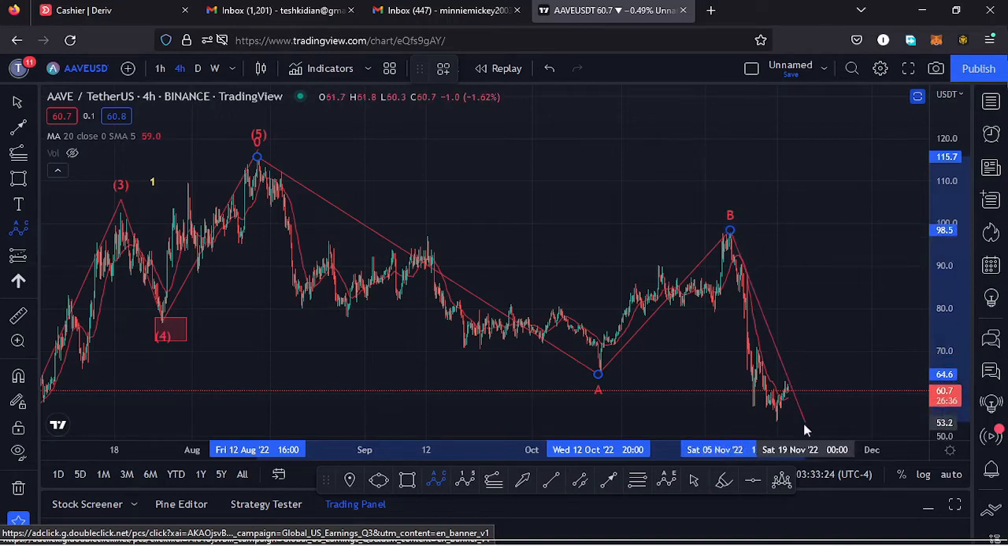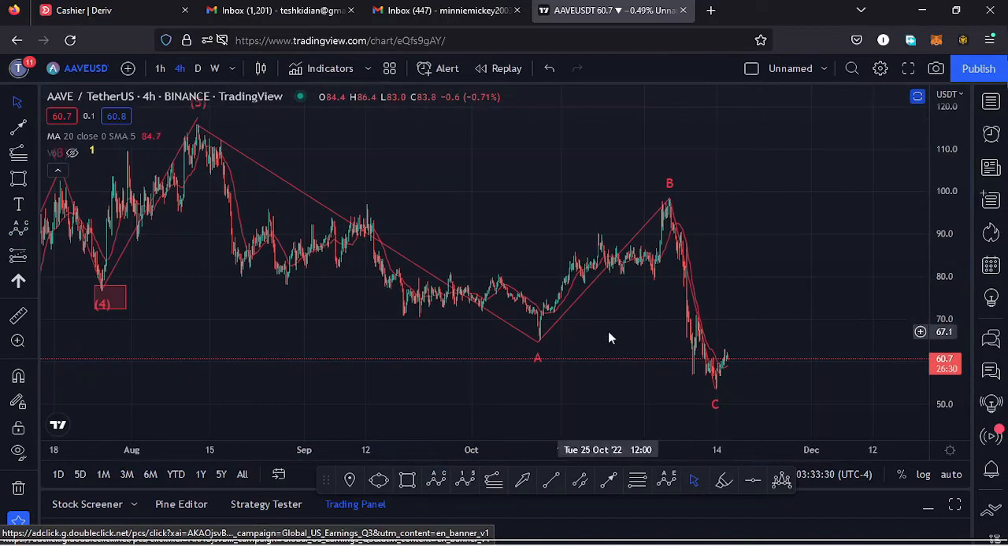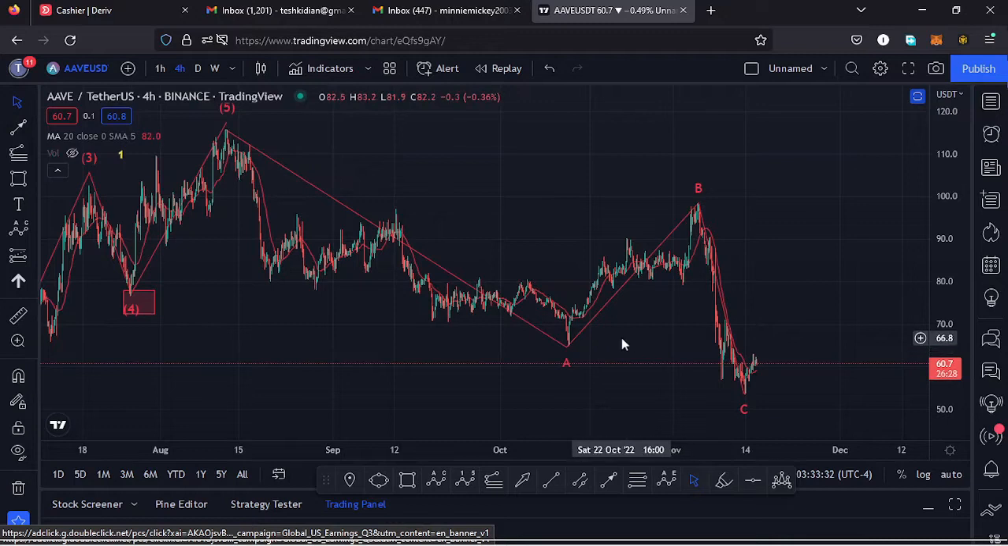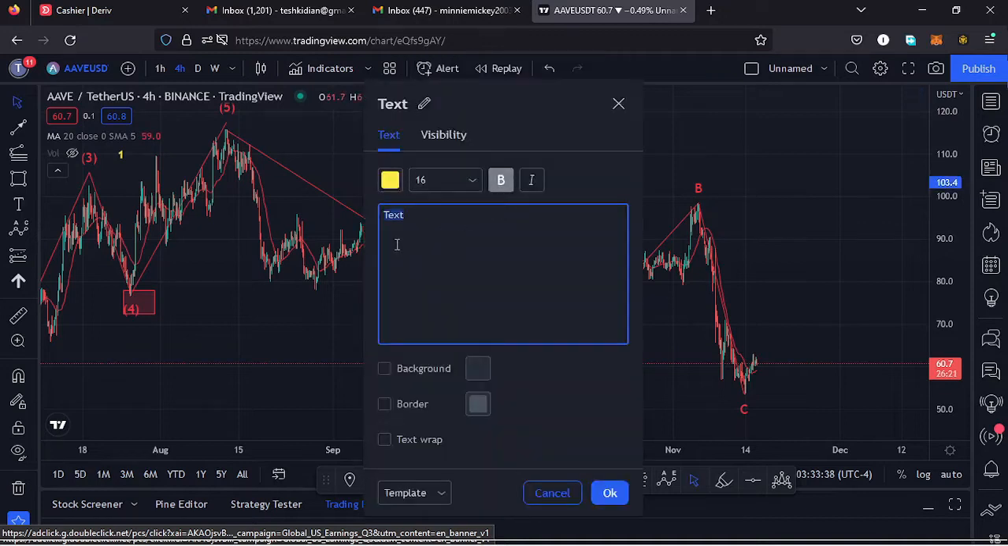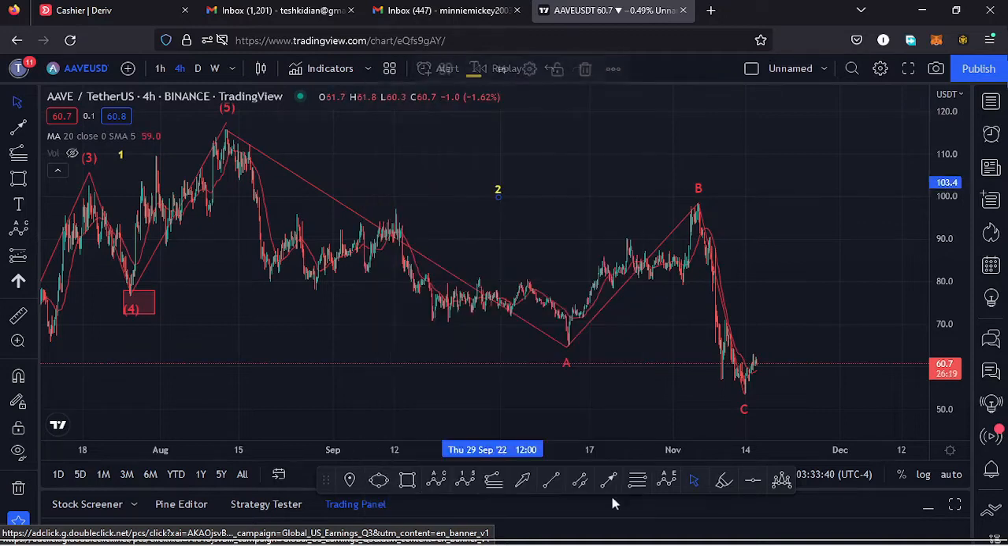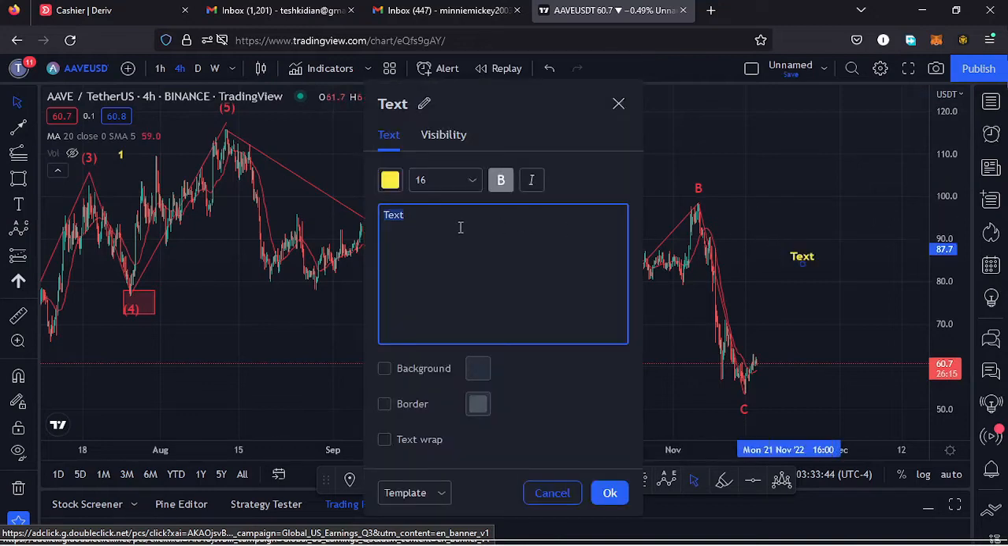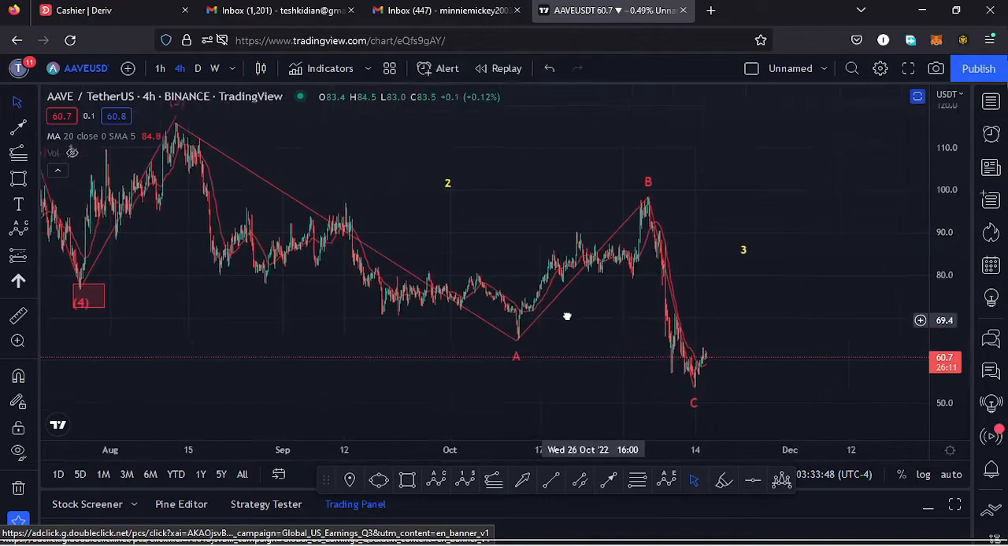Then we have continued pushing lower, making a new low at around the $53.6 mark in the formation of that wave C. And having seen the formation of a wave that is a higher Elliott wave count 2, and I can name it over here, whatever I'm expecting next is another impulsive movement to the upper side in the formation of a higher Elliott wave count 3 to the upper side.